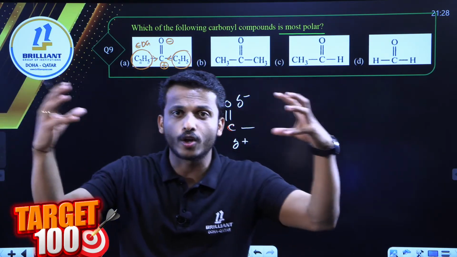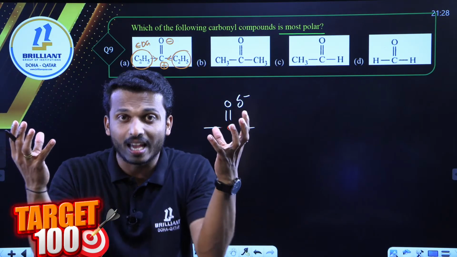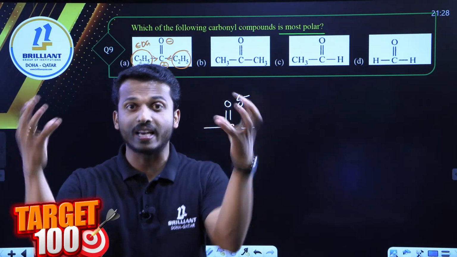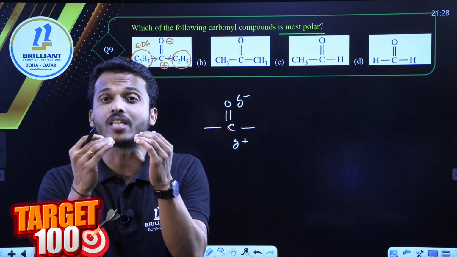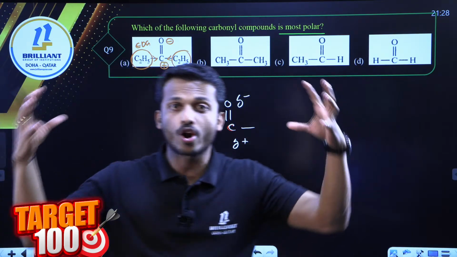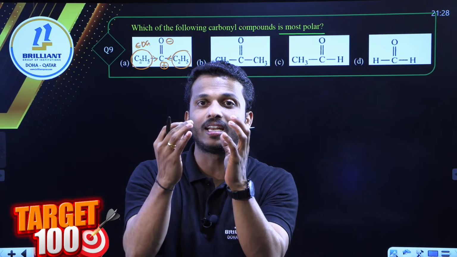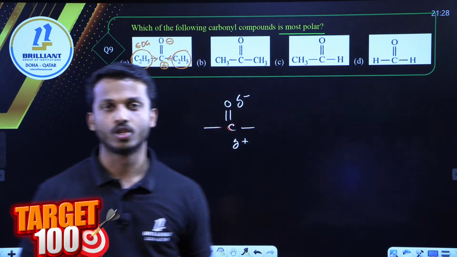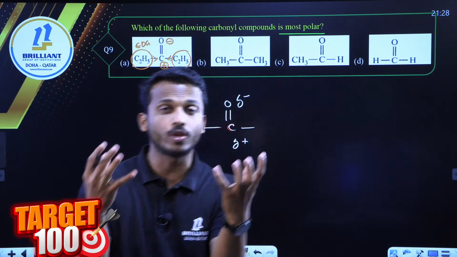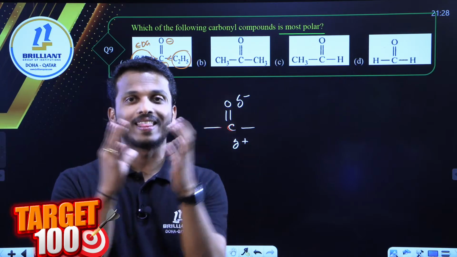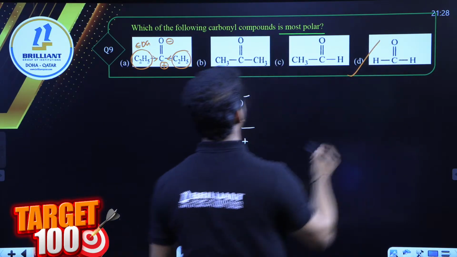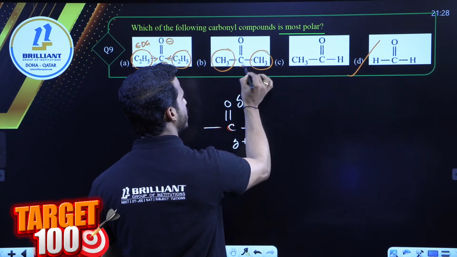But if a donating group comes, what happens? They are electron donating groups and they are giving electrons to the carbon, right? When they give electrons to the carbon, the positive charge on the carbon decreases. That means polarity decreases. So dear all, the more donating groups come, the more the polarity decreases. So the answer is the one which does not contain more alkyl groups. The one which does not contain more substituents will be more reactive, more polar. So which one, dear all? That is option D.